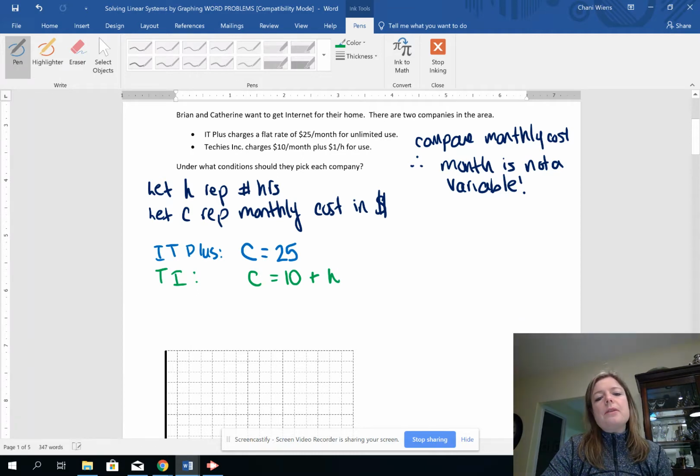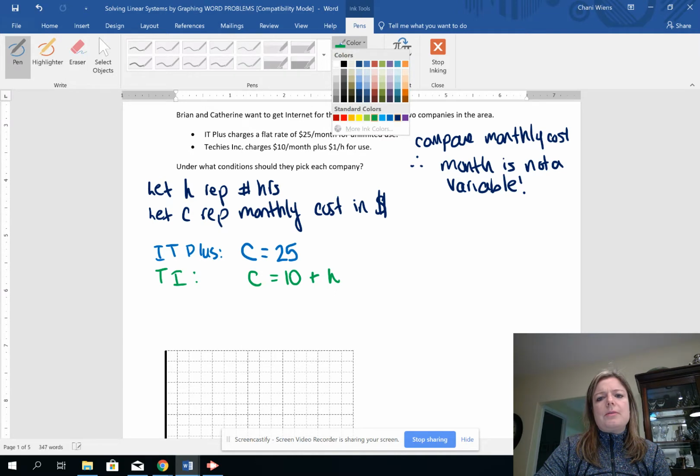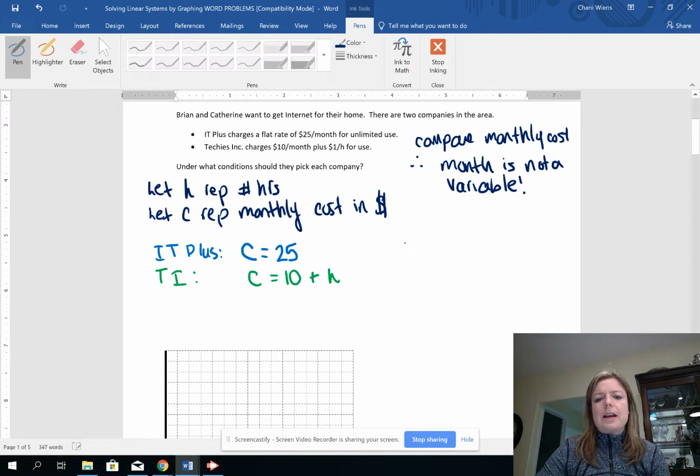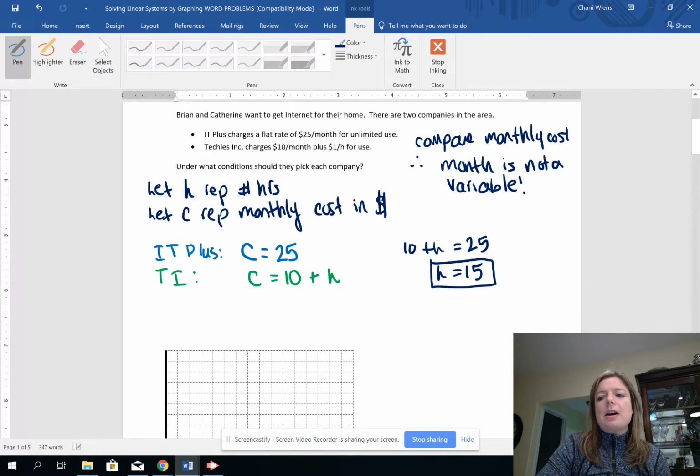Okay, if we use algebra to solve this, we would set the two equations equal to each other. So we would have 10 plus H equals 25. Subtract 10 from both sides, you get H equals 15. Let's think about what that means. That means that at 15 hours, they both cost the same. Either plan would cost you the same amount of money.